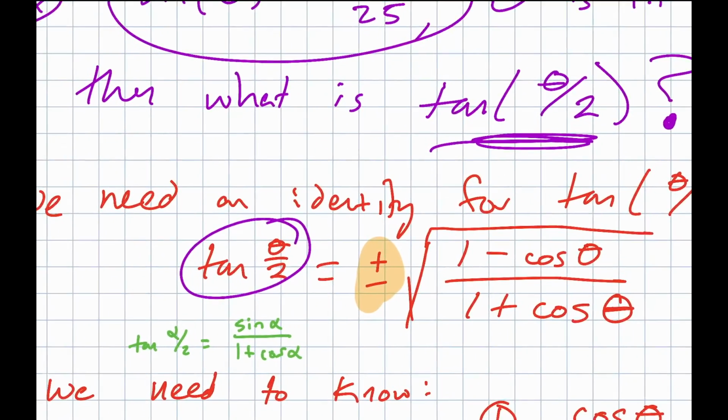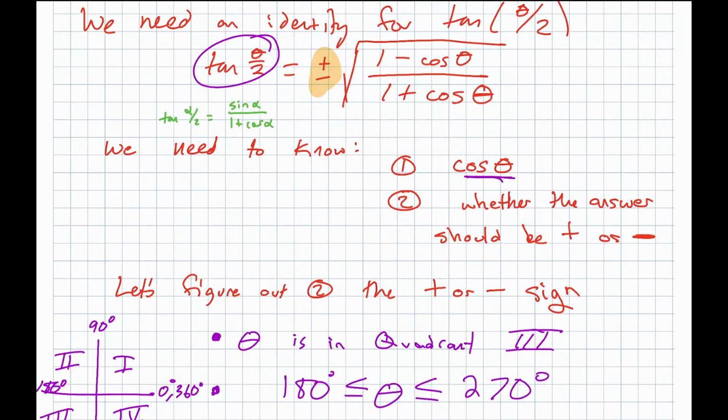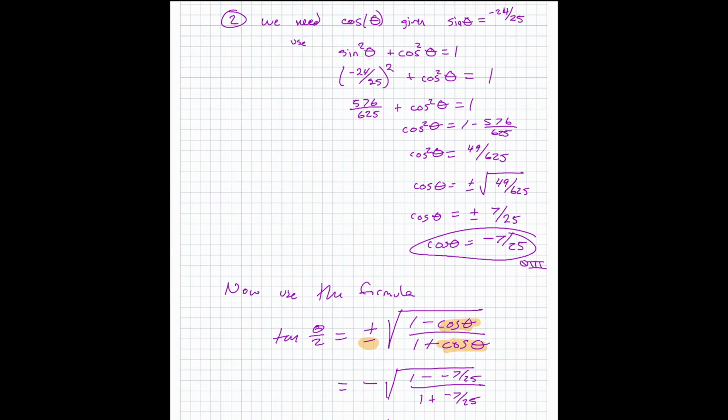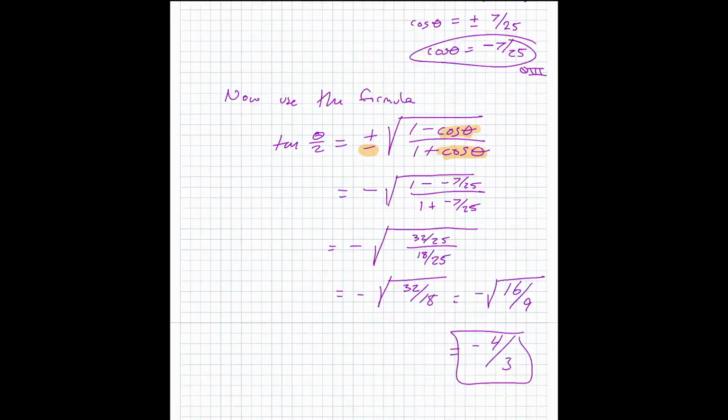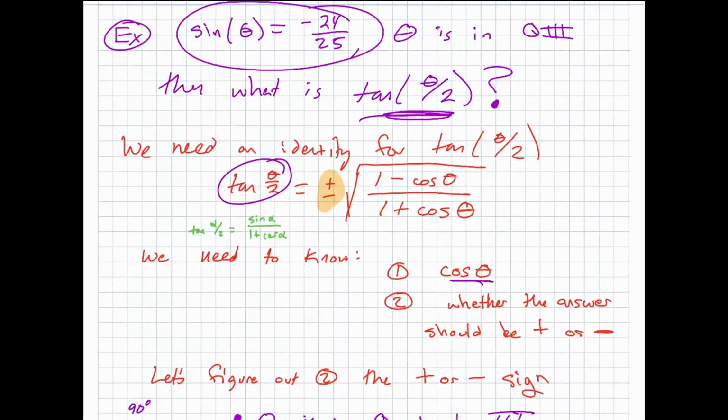Here's what I wrote when I did this the first time. I said, we need an identity for tangent theta over 2, and I picked the one with the plus minus. Let's look at how long it took me to solve it. We're not going to solve it this way, but I needed to know cosine theta because that was in the formula, and I needed to know whether the answer should be plus or minus. And I did this work. Look at all that work. That's a lot of work, so we didn't like that. We would like a better way to solve this.